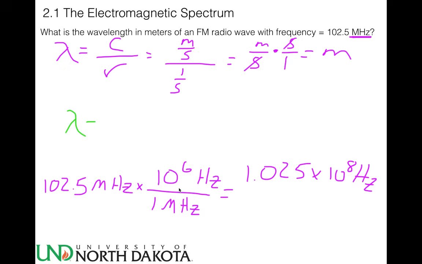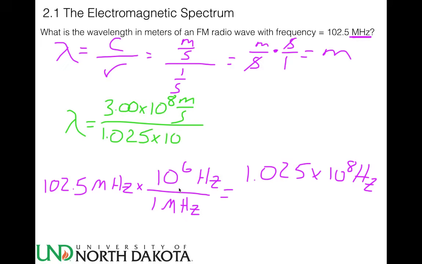Our wavelength then will equal the speed of light, which is our constant, never going to change, 3.00 times 10 to the 8th meters per second, divided by our frequency in hertz or per second, 1.025 times 10 to the 8th. I'm going to just write inverse seconds. Now our inverse seconds cancel on the top and the bottom. And when we divide the speed of light by our frequency, we get the answer 2.93 meters.